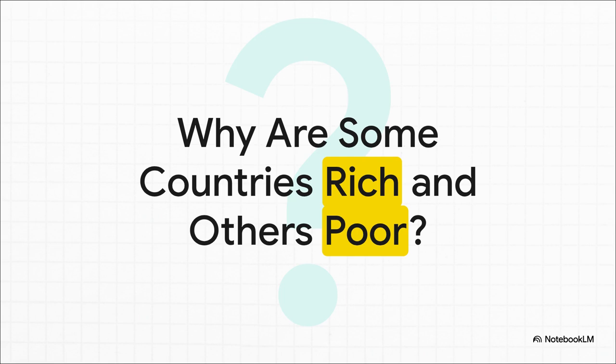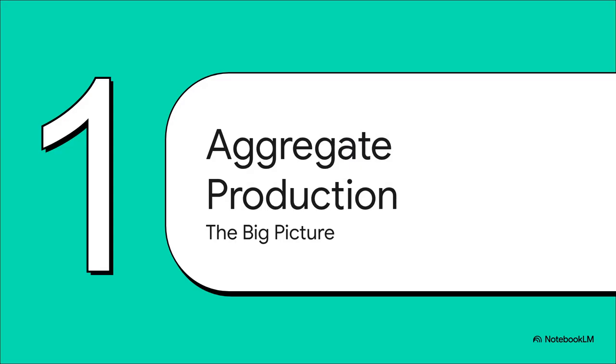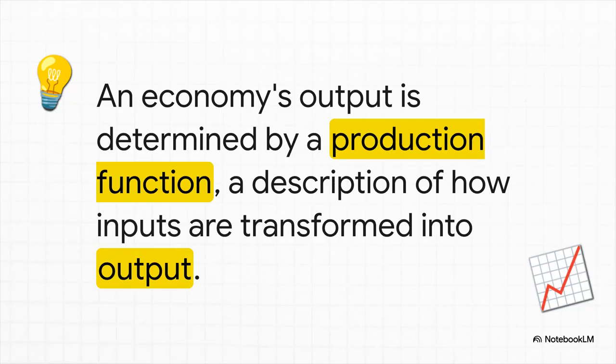Well, it turns out economists have this really elegant framework for answering this, and it all boils down to one powerful concept. So, to really get to the bottom of this, we've got to start with the big picture. We need to understand how an entire country produces, well, everything. The best way to think about it is like a giant nationwide kitchen that's following a very specific recipe. And that recipe is what we're talking about today.